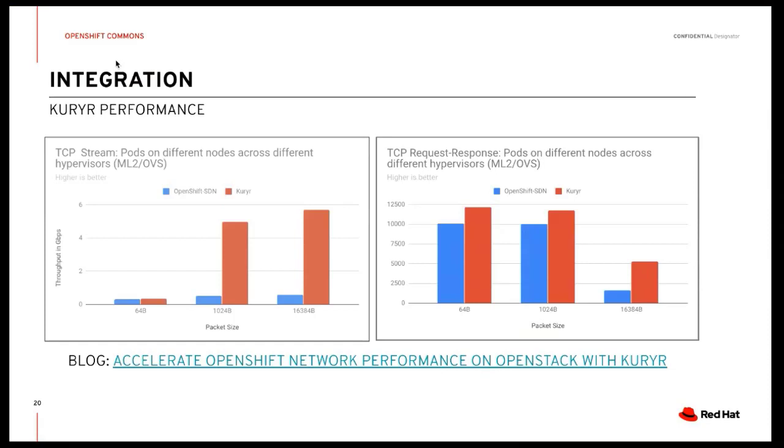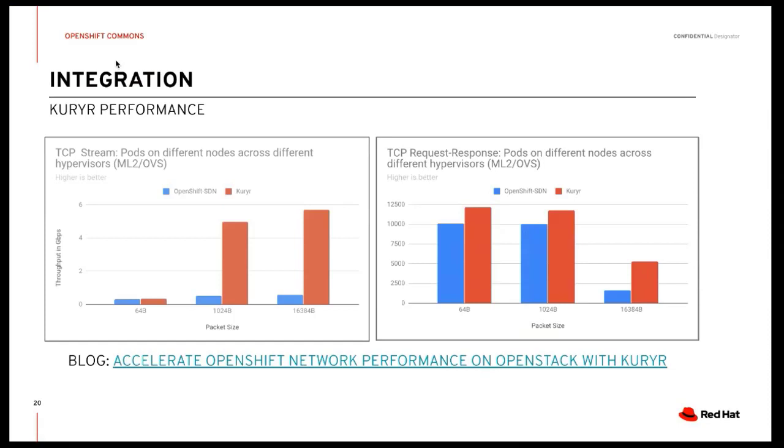And you can see on the left a stream, which is kind of a bandwidth test, that on small packet sizes, the performance between OpenShift SDN and Courier is very similar. But as the packet size grows, you see massive increases in performance. So if you have something that is very bandwidth sensitive, an application that requires you to transfer a lot of data in large chunks, Courier can give you a tremendous performance uplift.